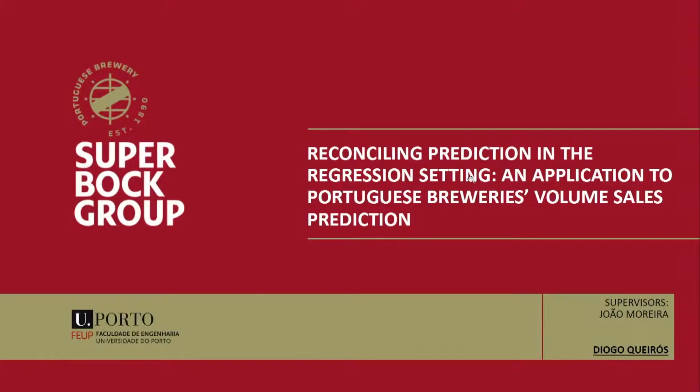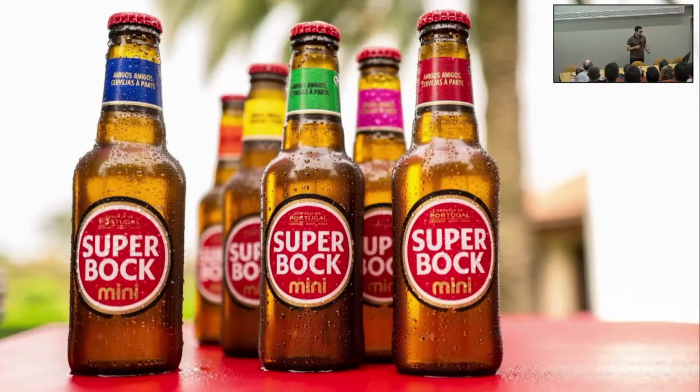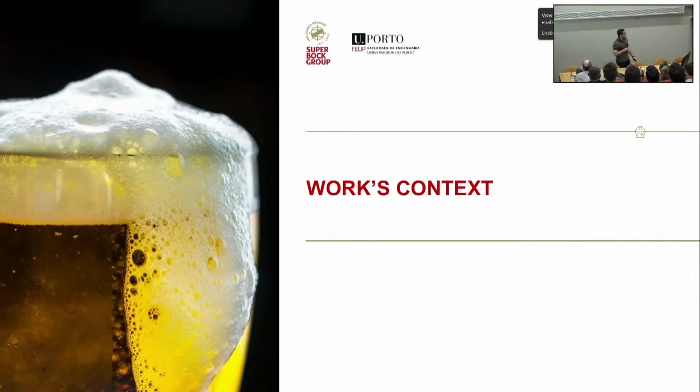Okay, so now we're going to change the topic a little. We're going to pass from cancer to beer. My thesis is about reconciling prediction in the regression setting, an application to the Portuguese brewery industry, full disclosure to Superbock. But underneath this title, there is a more concrete question: how can we create insights for the marketing and commercial teams to improve our sales, to convince you to buy more products from our company? So, giving you a little bit of context.